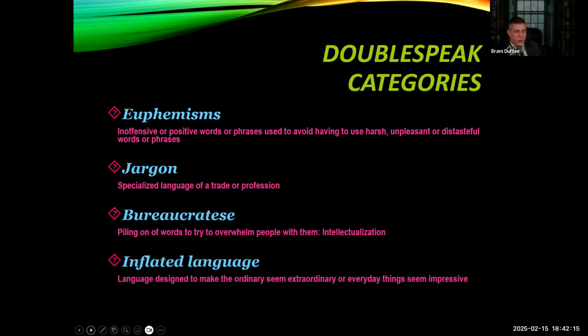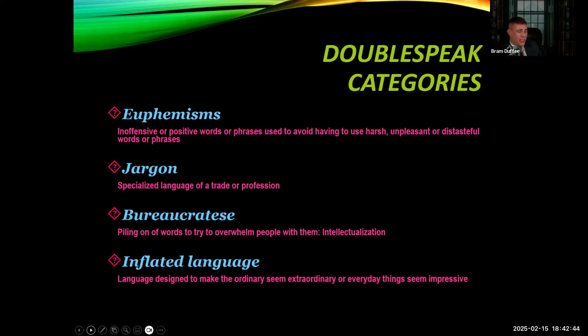Language is a tool, but it could also be used as a weapon. So doublespeak takes ordinary communication, like I said, and it twists it. That often makes the unpleasant sound good, or the boring sound like it's something that's impressive. So today we're going to unpack some of the categories of doublespeak.